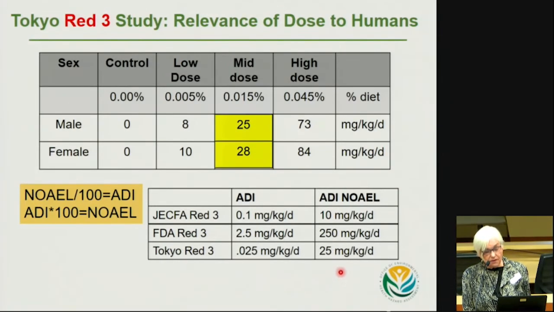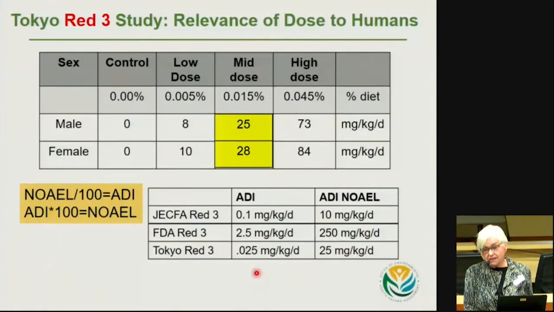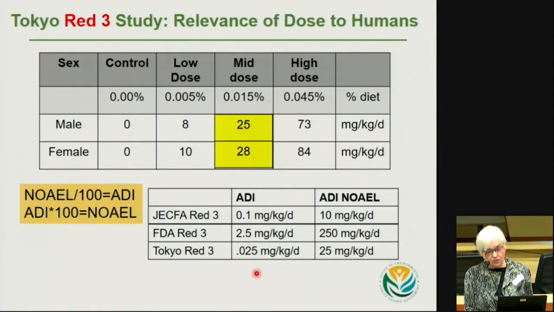Conversely, if you use the NOEL from this study, all the effects occurred at the high dose. So the mid dose was a NOEL. If you use 25 milligrams per kilogram per day as a NOEL to obtain an ADI, divided by 100, you would get a value of 0.025 milligrams per kilogram per day. This is trying to get at the idea of whether neurotoxic endpoints or neurobehavioral endpoints are more sensitive than the endpoints that have been used previously to derive ADIs.